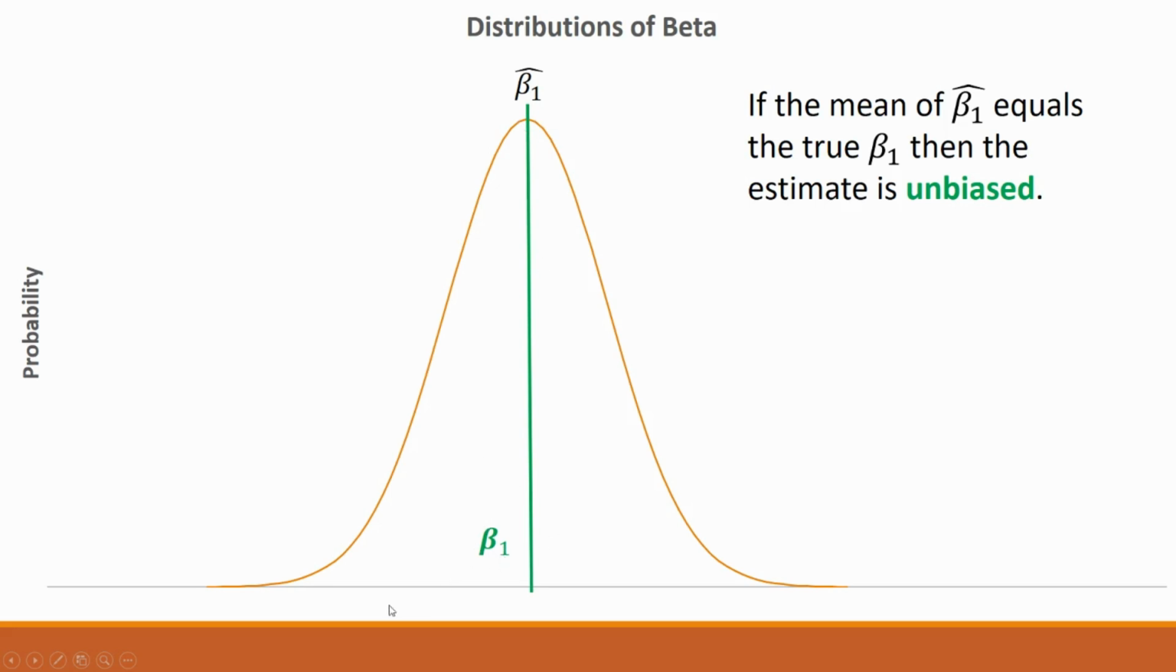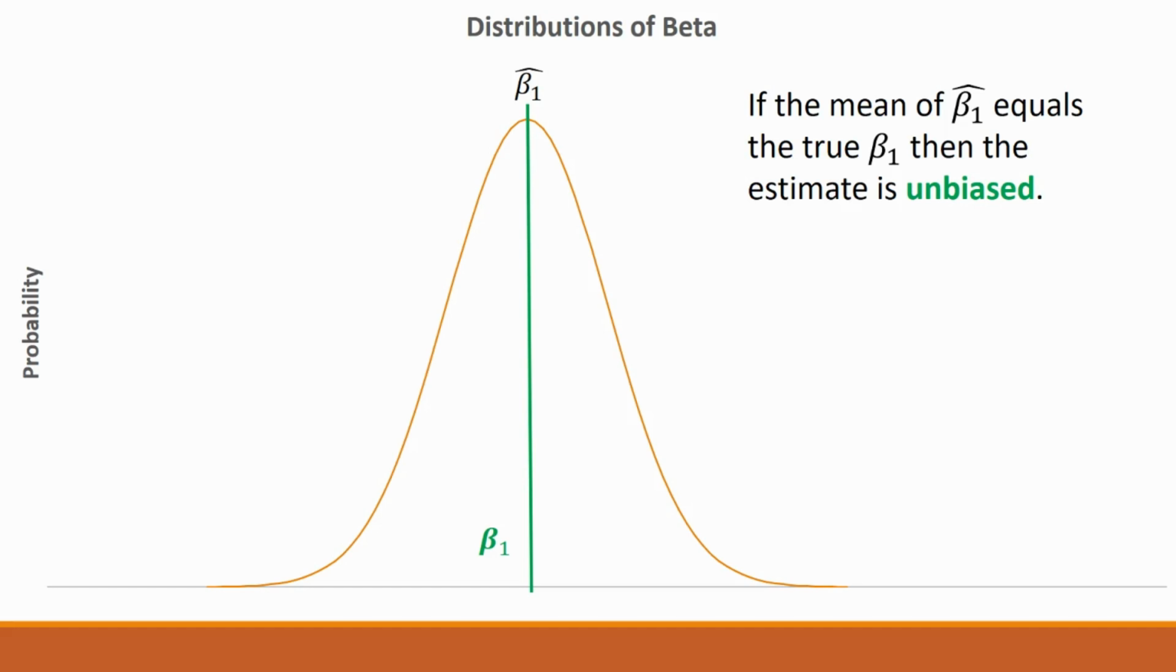You can see here that if the average of this beta 1 hat distribution is equal to the true beta 1, then it's much, much more likely for you to observe a beta 1 hat value that's close to the true value. And it's very unlikely to observe a beta 1 hat value that's really far away from the true population value. So that's why unbiasedness is so important.